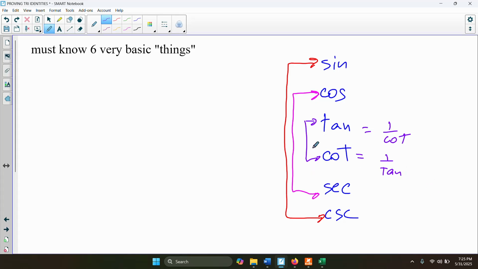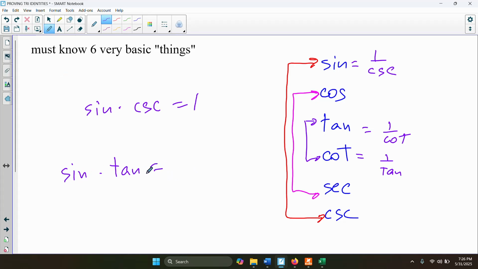What's also nice about seeing them like that is that the product of each pair is equal to 1. Sine times cosecant equals 1. That's the association, because they are reciprocals of each other.